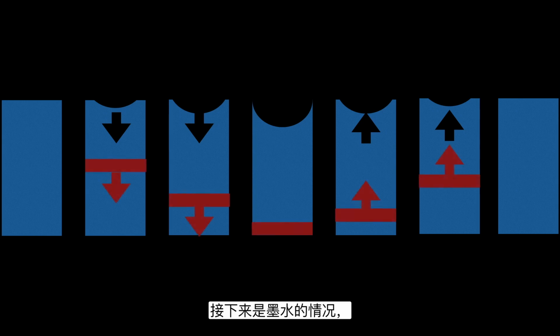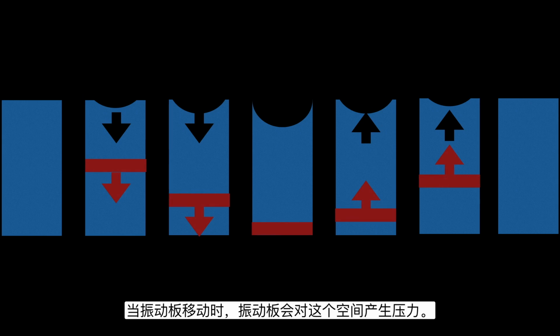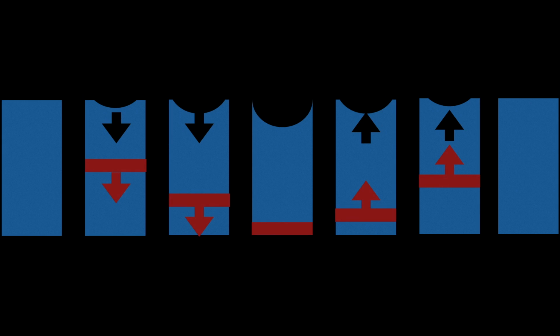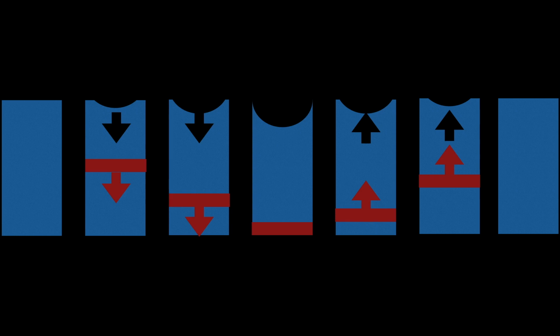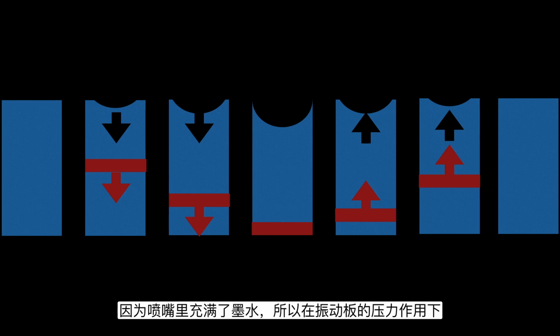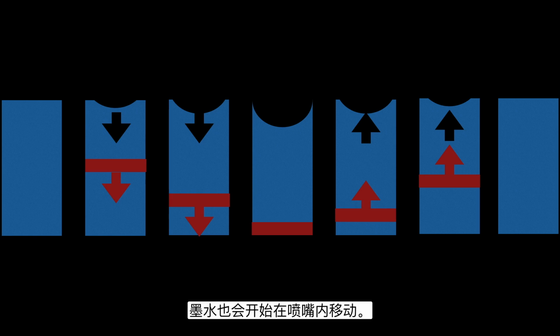Here's what's happening to the ink. When the wall moves, it creates a pressure on the space inside the nozzle. When the wall is retracting, it's creating a negative pressure on that space. The nozzle is full of ink, so in addition to the pressure of the wall, the ink is actually going to start moving in the nozzle as well.